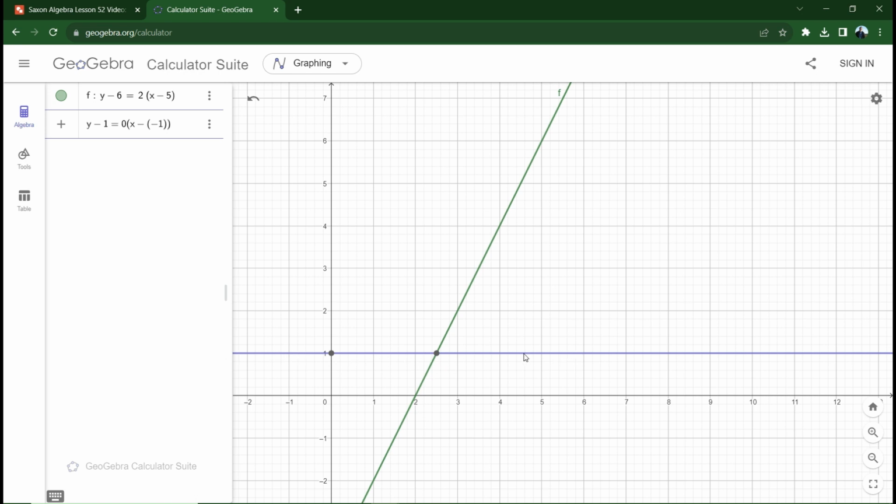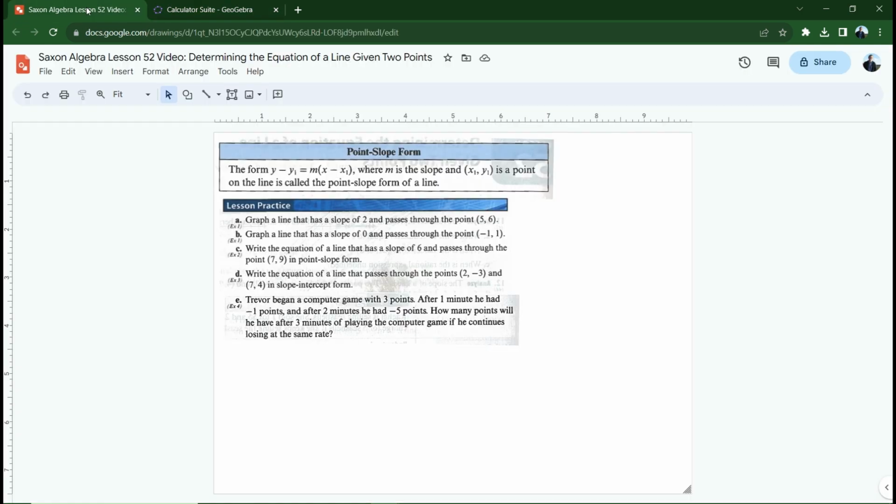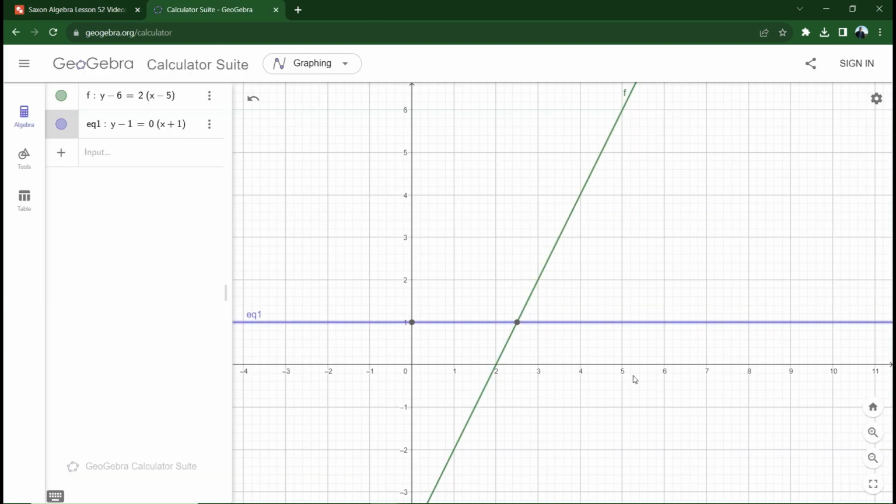But did I meet the criteria? By the way, I would just graph y equals 1. I knew it had a slope of 0, so I knew it was going to be a horizontal line, and I knew it had to pass through the point -1, 1. So it's going to be a horizontal line through y equals 1. And that's exactly what it is.